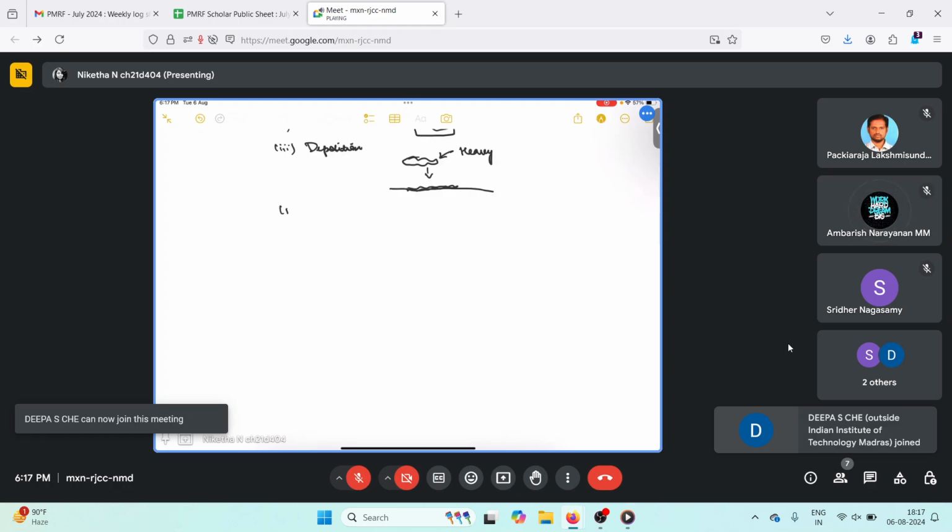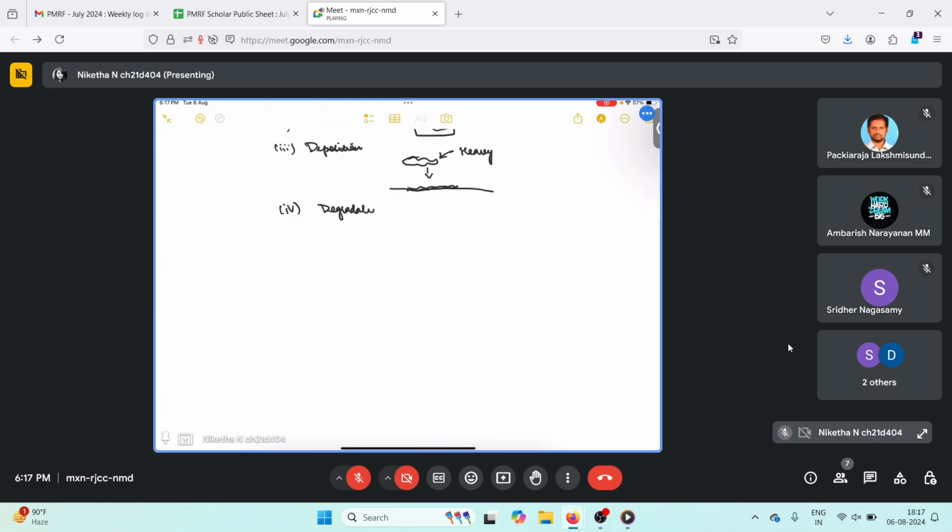Okay, the last one is degradation. Now, when you release a pollutant into the environment, maybe a river source, it could get degraded by the bacteria. So gradually, its concentration will reduce and it will get degraded. So that is one possible fate.